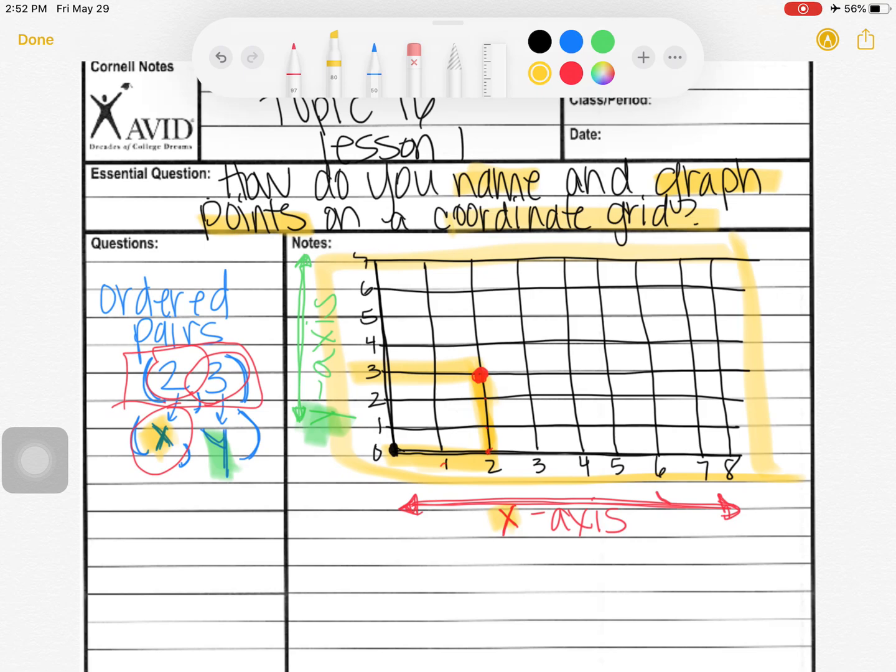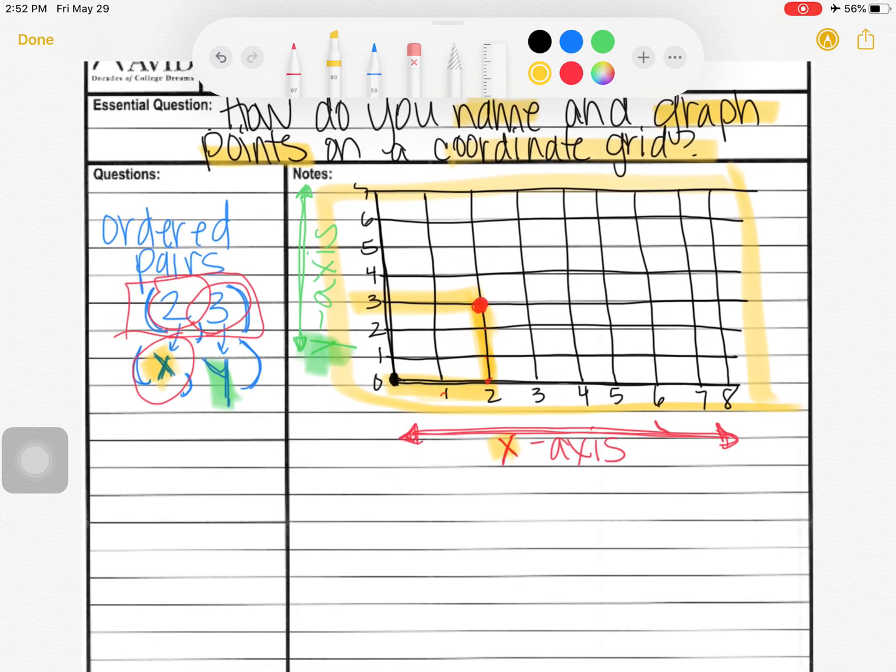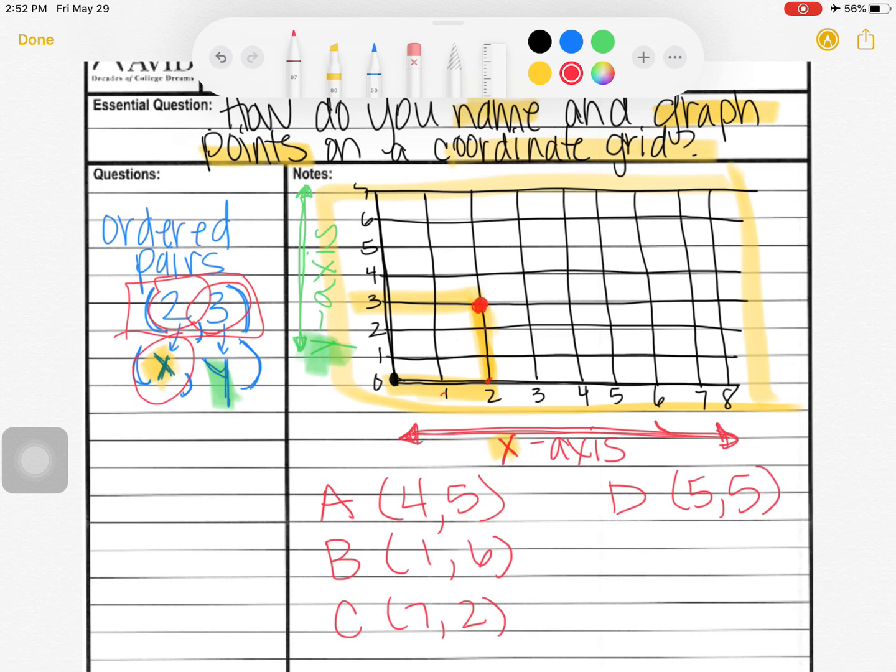Pretty simple. So I'm going to give you some ordered pairs, and we're going to put them on the coordinate plane. Our first ordered pair, A, is going to be 4, 5. B is going to be 1, 6. C is going to be 7, 2. And D is going to be 5, 5. We are going to make these points, and we are going to name them.